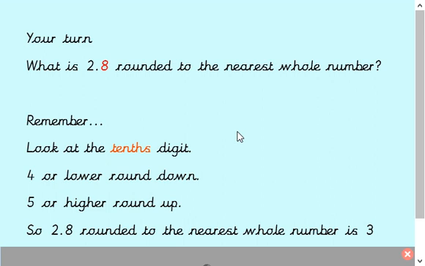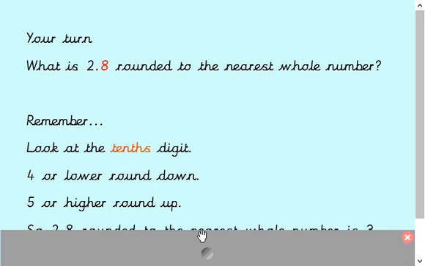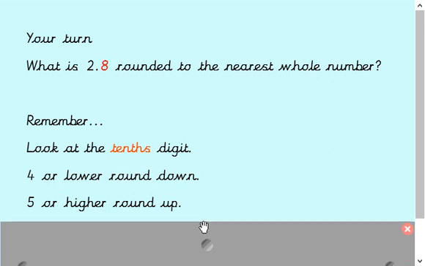Your turn then. Have a practice. What is 2.8 rounded to the nearest whole number? Remember, look at the tenths digit. 4 or lower, we would round it down. 5 or higher, we would need to round it up.